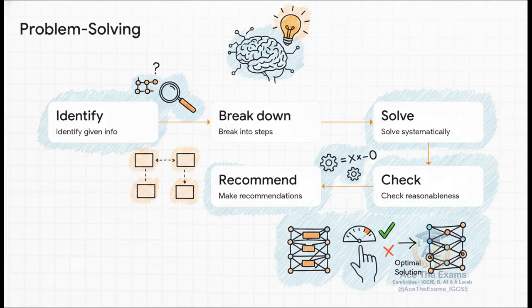Finally, you make justified recommendations. Don't just generically write, use a different network. You need to say, implement a recurrent neural network, because the context involves sequential time series data, which a standard feed-forward network cannot handle efficiently. That is how you demonstrate mastery.